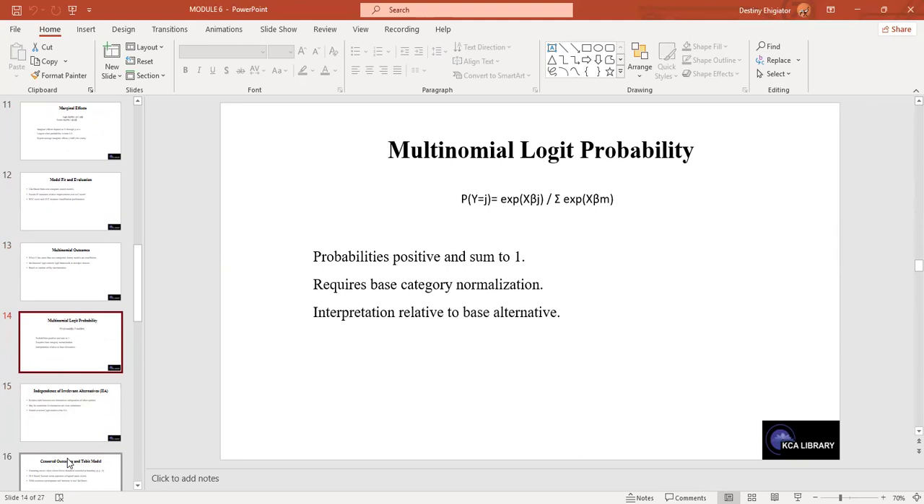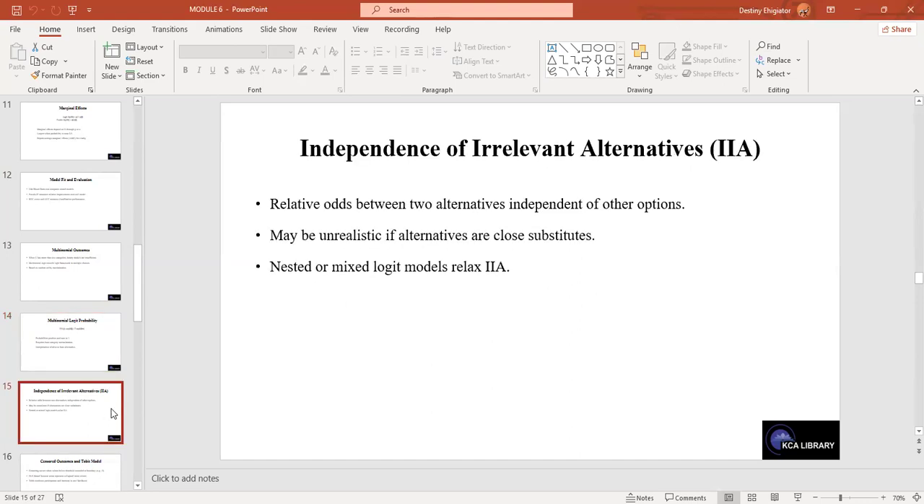Multinomial logit probability. This is the equation. Probabilities are positive and sum to 1. It requires base category normalization. The interpretation is relative to the base alternative. It has the independence of irrelevant alternatives property.